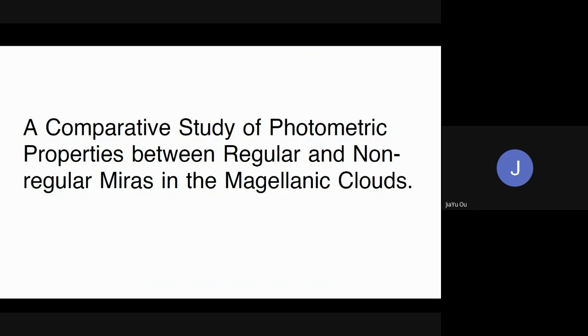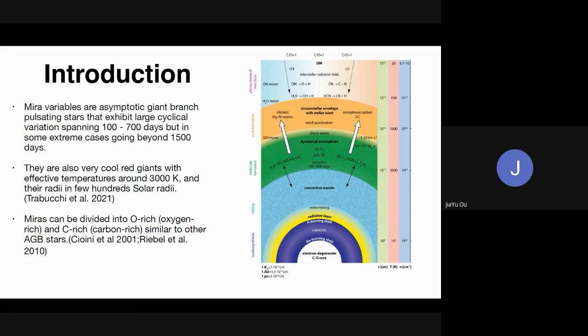My first study is a comparison study of the photometric properties between regular and non-regular Miras in the Magellanic Clouds. So next. We need to introduce the Mira variables first. The Mira variables are long period variables. Their variability period is from 100 to 1,000 days, and they are very cold.